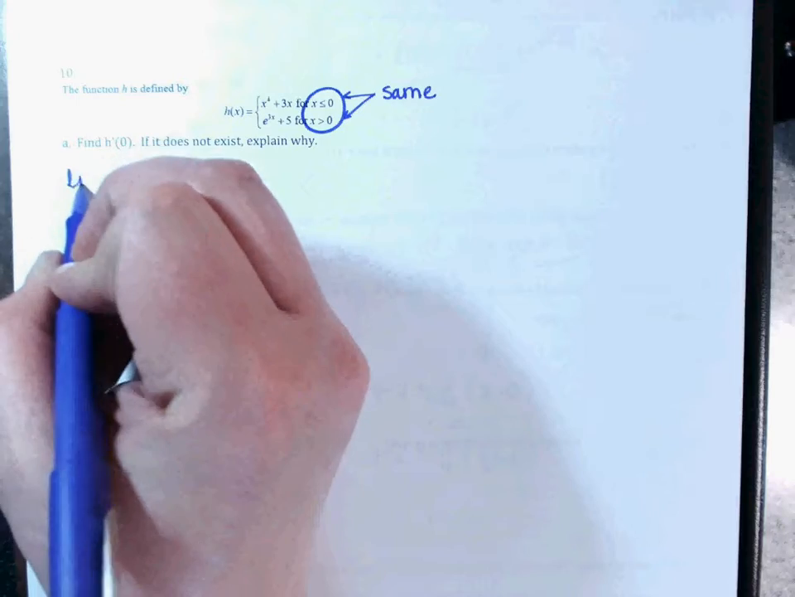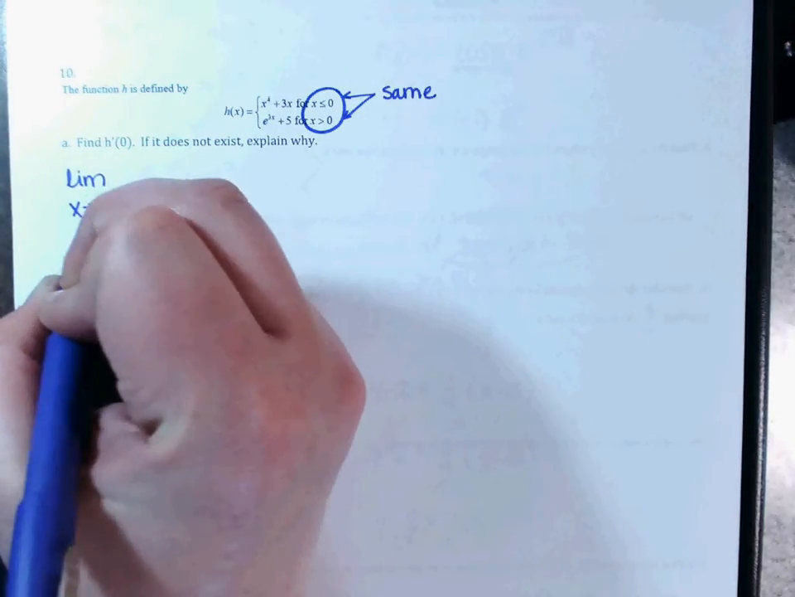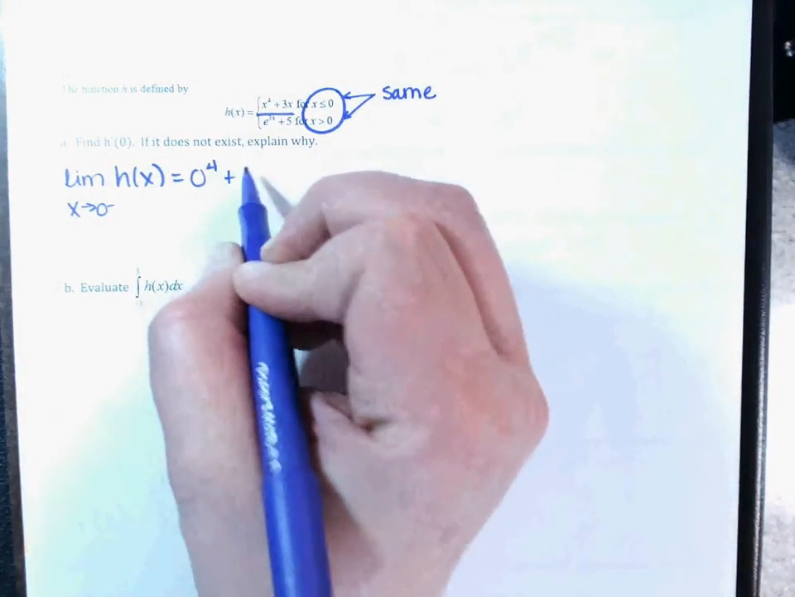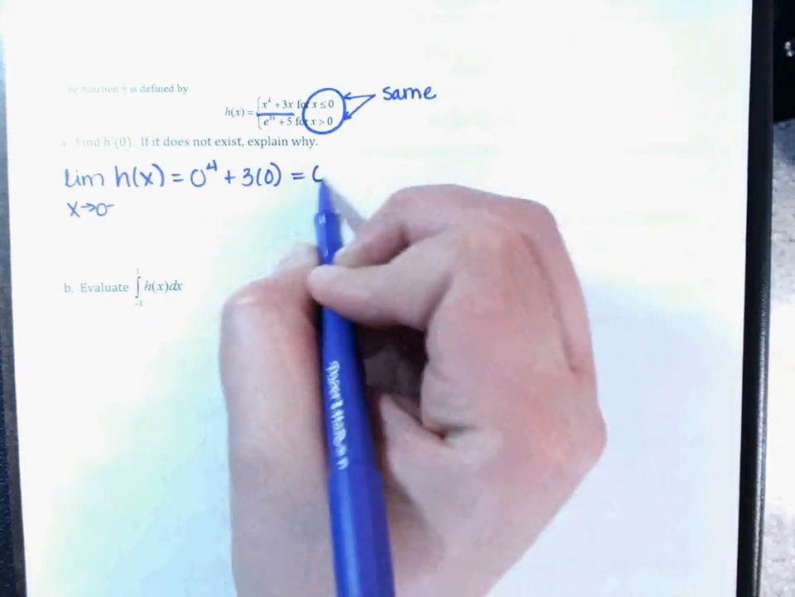They are disconnected. Okay, so let's see. So the first thing that you would write is the limit as x approaches 0 from the left of h of x, and then I'm going to plug in 0 to the top. So it'll be 0 to the 4th plus 3 times 0 equals 0.